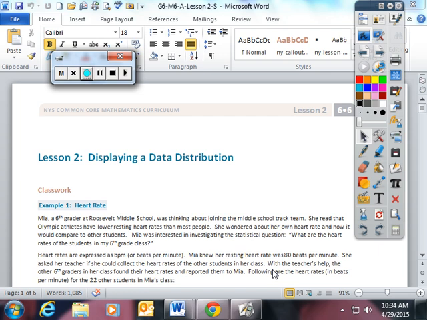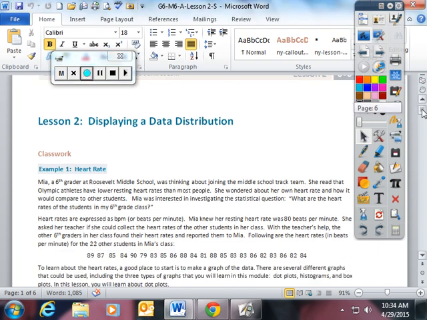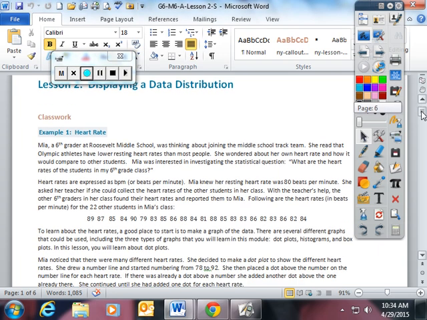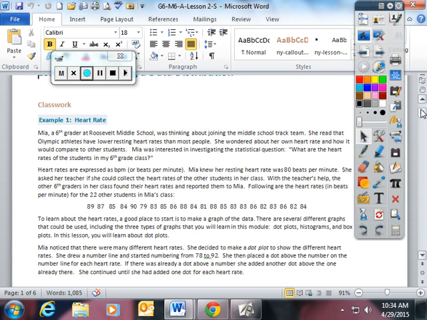In Module 6, Lesson 2, students will learn to display a data distribution. What I would like my students to do first is read the classwork example. Hit pause, read the whole thing, and when you're done, hit play, and we'll go back and evaluate the important parts of the reading.